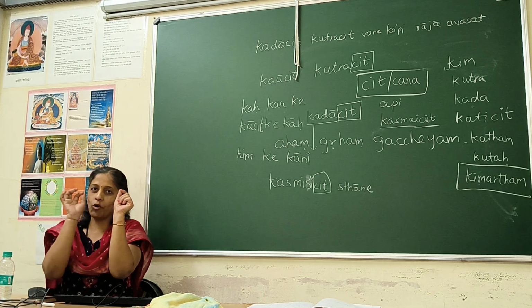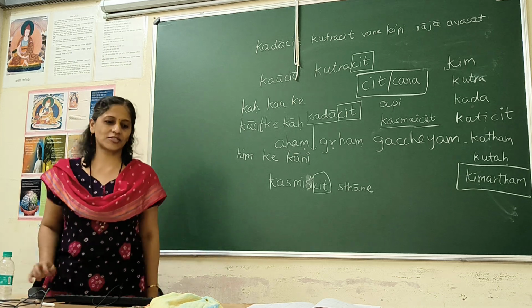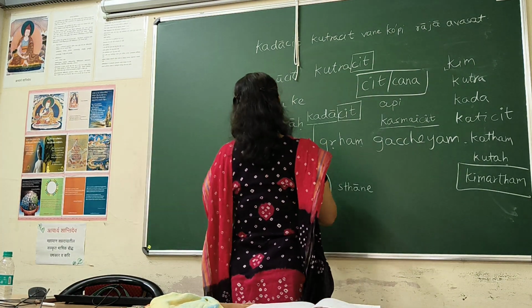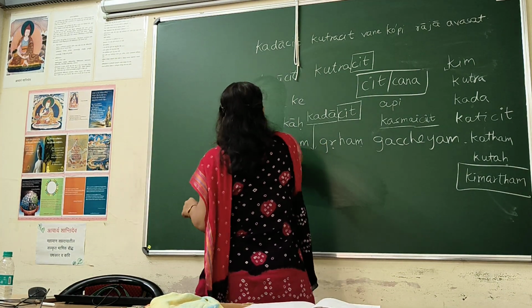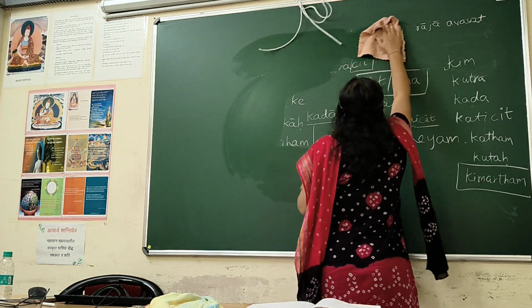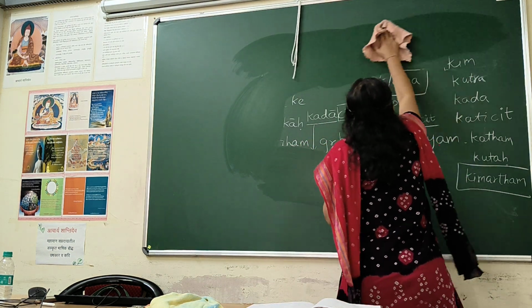I'm telling you, today there are small topics like that. So this chit, chana and api topic, indefinite meaning, is done. Now let us go to the other one.